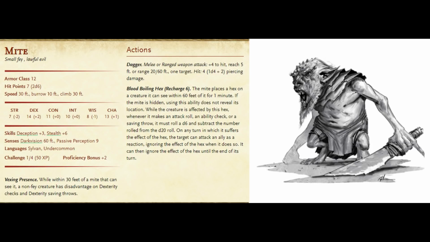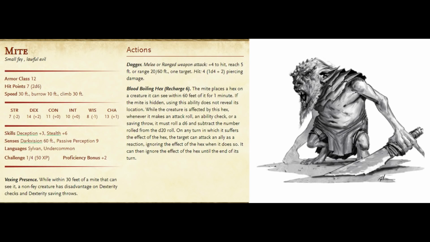There are 2 things which make it a worthy summon. The first is any non-fey creature within 30 feet of it that can see it has disadvantage on Dexterity checks and saving throws. And this has friendly fire, so move these away from your party, or have them maybe hide with their +6 stealth scores. The big thing though is it has a blood-boiling hex. This has no saving throw. The Might can do this from hidden without revealing its hiding place, and then the creature targeted takes a D6 penalty to all ability checks, saving throws, and attack rolls. I mean, that's kind of crazy.